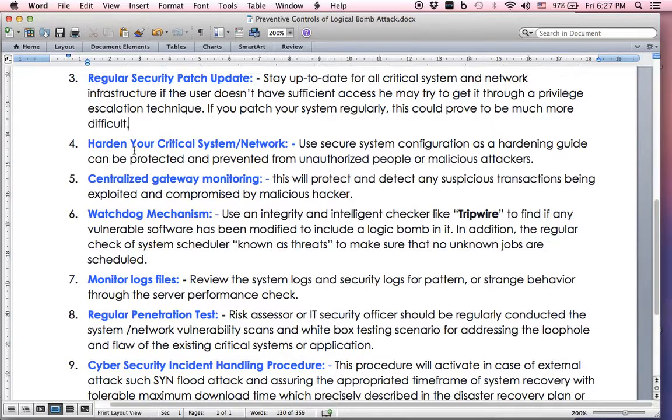So the security hardening can help the system to minimize all the chance of attack. So the next is centralized gateway monitoring. This is very important. When we talk about centralized gateway monitoring, the IT security team or IT administrator needs to monitor regularly, needs to check regularly whether the gateway or the access from internal access to the critical function needs to address the traffic or the bandwidth.